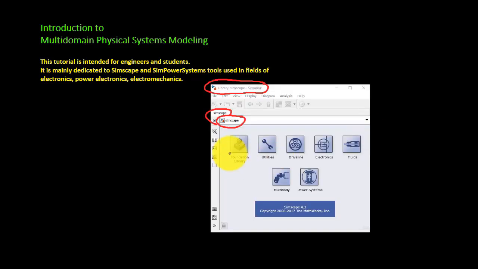Welcome to this introduction to multi-domain physical systems modeling on my channel. This tutorial is intended for engineers and students. It is mainly dedicated to Simscape and SimPowerSystems tools used in the fields of electronics, power electronics, and electromechanics.